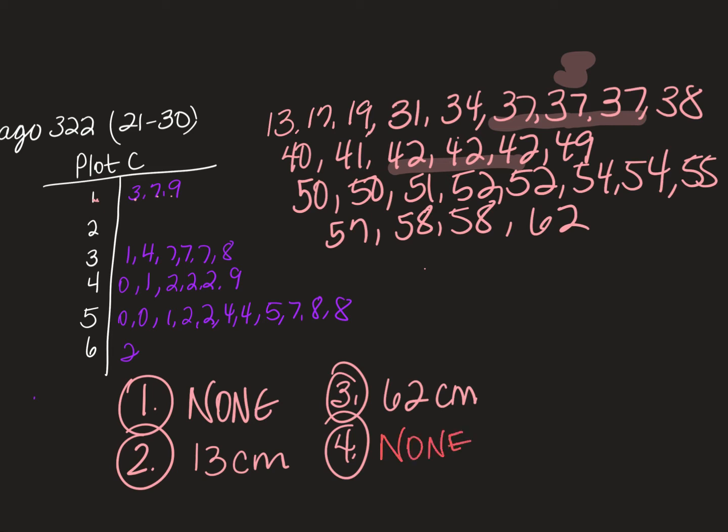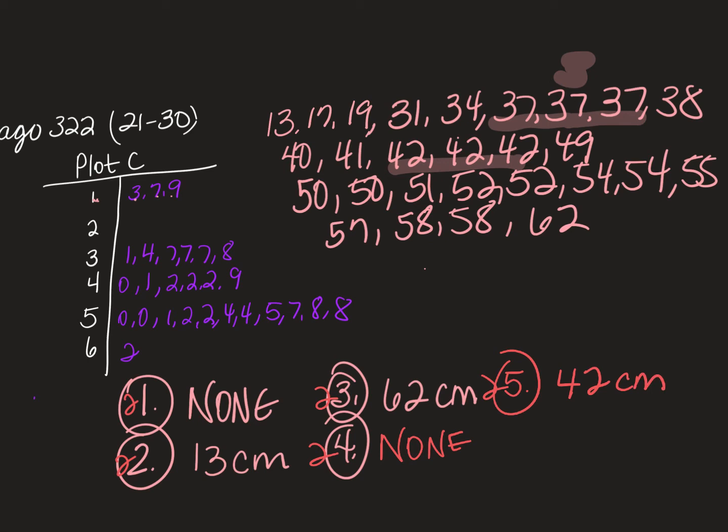Yeah. Fabulous. Number 5. What is the median height of the plant? So what number is in the middle? 38, 39. It is 42. Good job. 42 centimeters. So how would you find that?